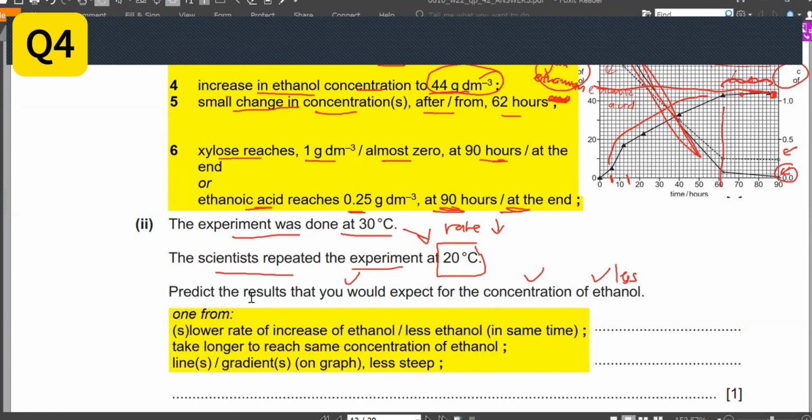So slower rate of increase for ethanol, or less ethanol. It takes longer to reach the same concentration of ethanol. So the line, the gradient, will be less steep.